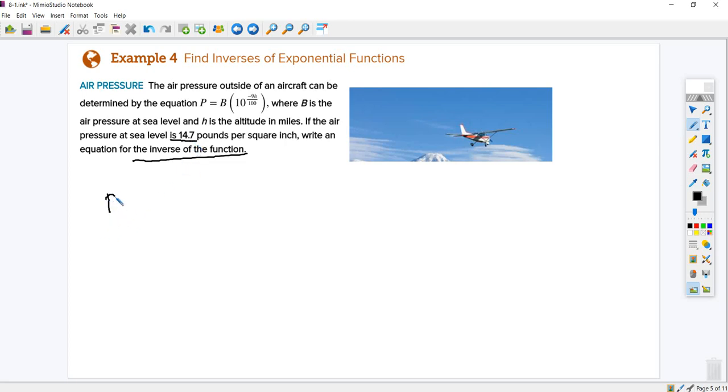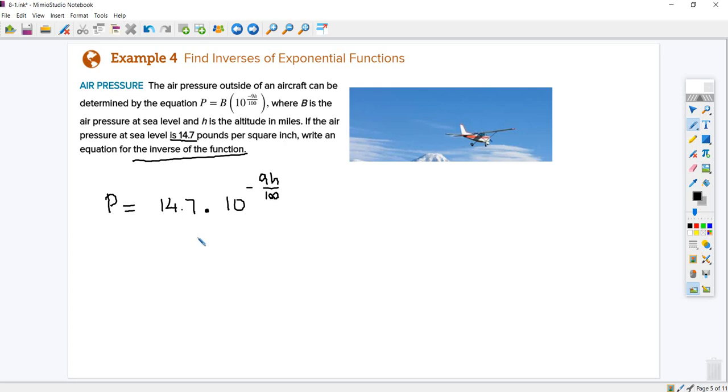So it is better to have fewer letters. So just replace the B with 14.7 because it says so. The air pressure at sea level is 14.7. So there we go. We will have 14.7 times 10 to the power negative 9H over 100.